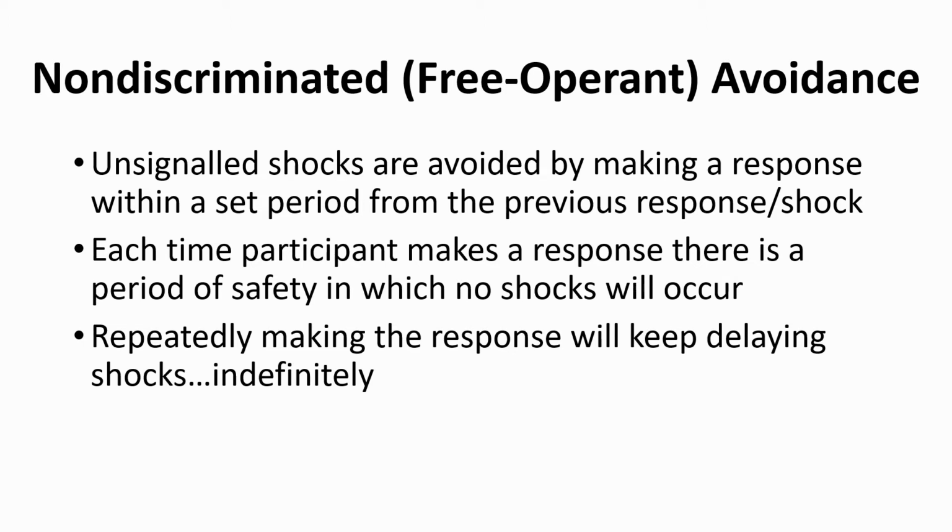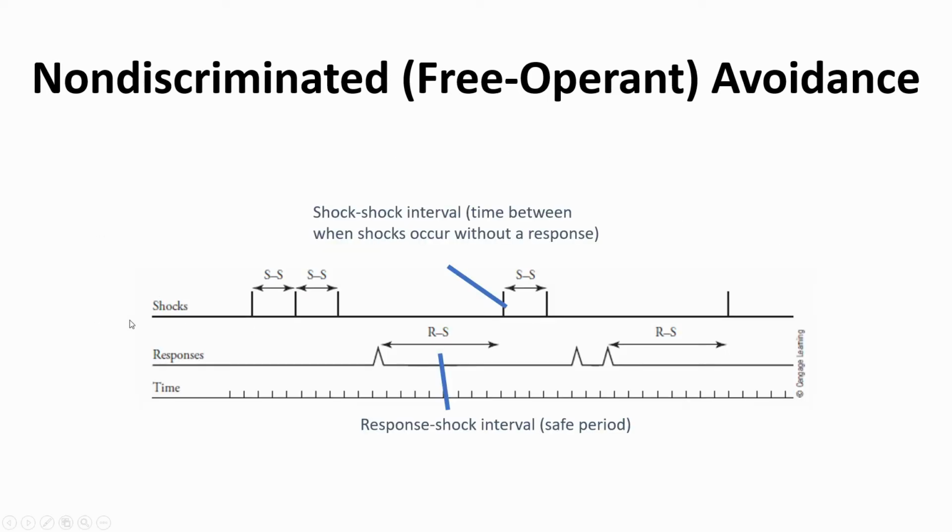In this free operant procedure, we have a setup where unsignaled shocks can be avoided by making a response within a set period from the previous response and or shock. Basically, we're going to have two semi-independent time intervals. We can have our SS interval, which is our shock interval. And for those of you who are visual learners, we can look at the visual representation of this here while we talk about it. I'll just flip back and forth between these two slides.